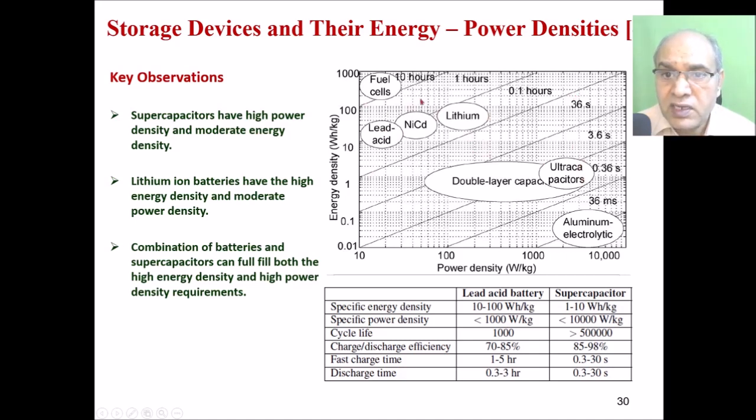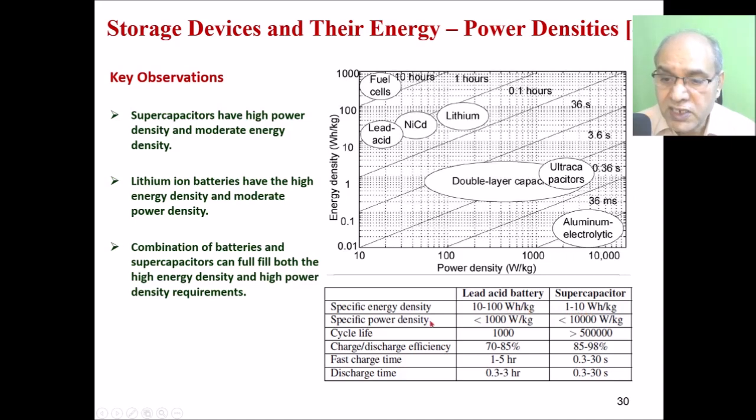As you go for the battery at the high energy density, the response time is a little slow, in hours. If you go on this side, then you see the response time is faster. Response time means charging and discharging time, how fast they can charge and discharge. You can see it here. For a supercapacitor, the energy density is 1 to 10 watt hour per kg, and for the lead acid, the energy density is 10 to 100 watt hour per kg. So you see the difference of 10 times. The energy density of a lead acid battery is 10 times the energy density of the supercapacitor.